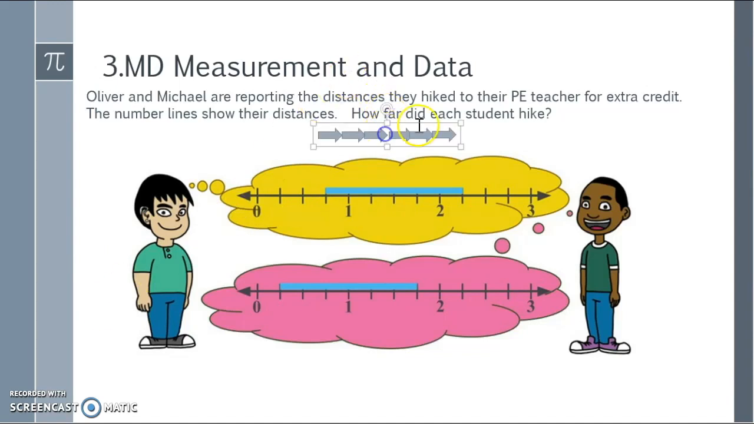So I can see that, let's say this is Oliver here. He went 1/4, 2/4, 3/4, 4/4, 5/4, 6/4 a mile. And if I bring these arrows down here to look at Michael, he went the exact same distance as Oliver, even though he started at a different location. So each student hiked 6/4 of a mile.